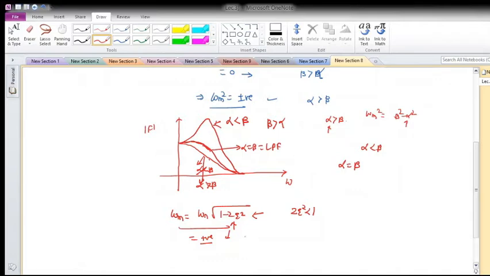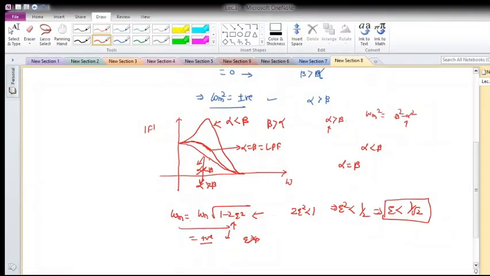When zeta is equal to 0, the maximum frequency will be as good as the resonant frequency, which is of no interest for me. When 2 zeta square is less than 1, then only I'll get some positive omega m, and at that time only the maxima exist. So zeta square has to be less than 1 by 2, I mean zeta has to be less than 1 by root 2. This is one more condition to have the peak in the network. So when zeta is less than 1 by root 2, there will be peaking.